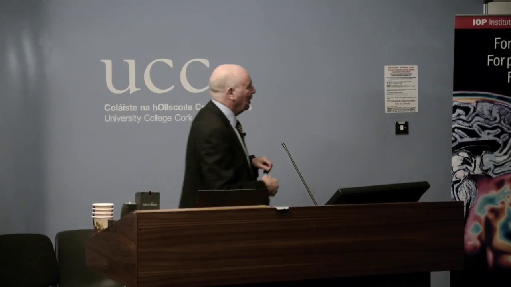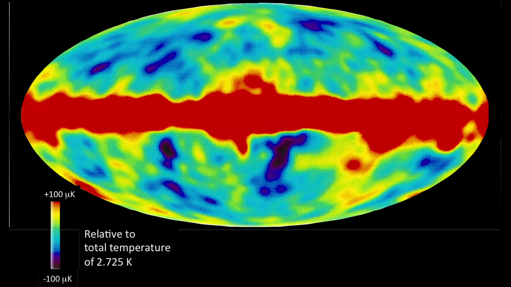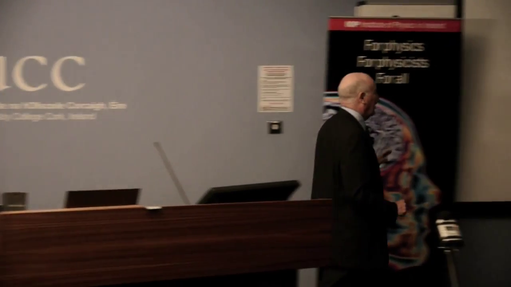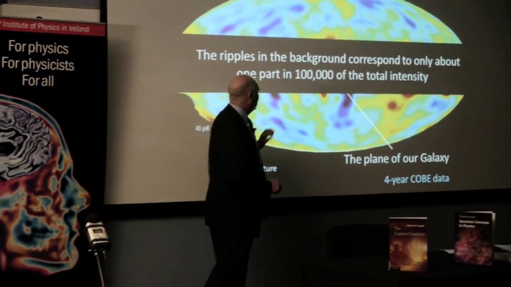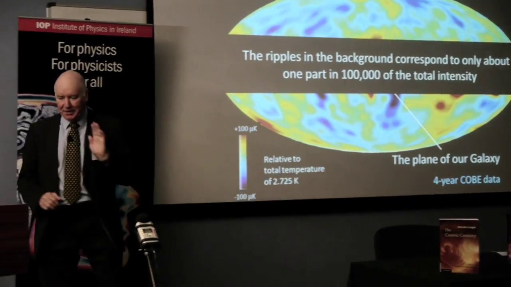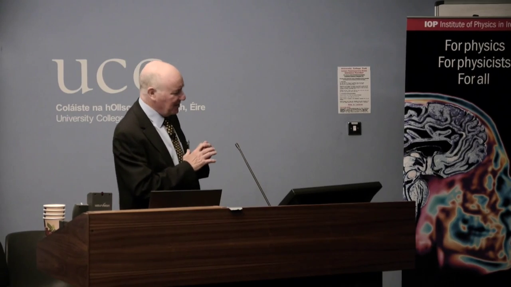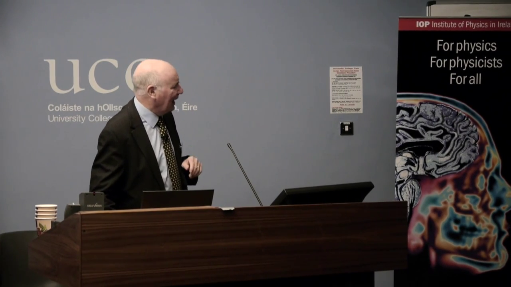And then when we go down another factor of 100, we recover the plane of the galaxy here in these images. We are not interested in the galaxy, so there's the plane of the galaxy. Say, good, we've got it back, and we blank it out. But the ripples at the high latitude, these are only about one part in 100,000th of the total intensity, but these are genuinely cosmological ripples of the earliest phases of galaxy formation that we can actually see.